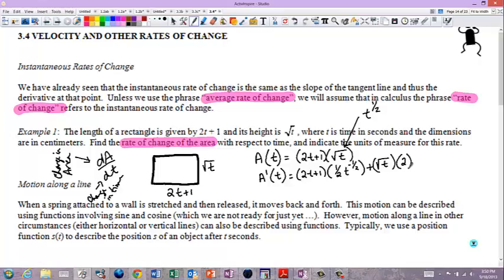It says find the rate of change with respect to time and indicate the units of measure. Now the units of measure would be the change in area. Now the area is in centimeters times centimeters, so it's really centimeters squared per second, because the change in area, the area is in centimeters squared, and the time is in seconds.